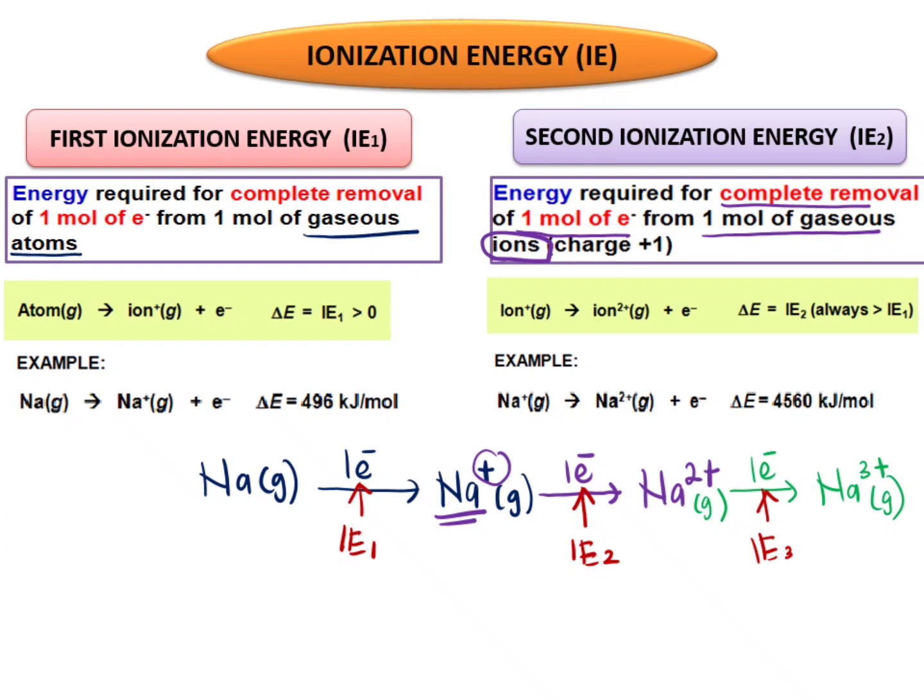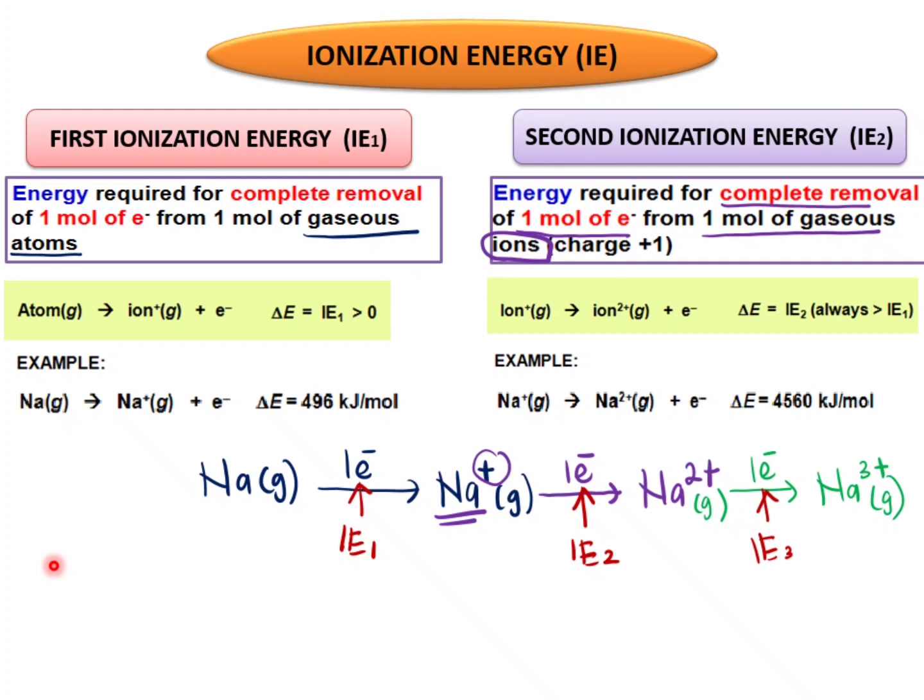Asal dia sodium atom. Kemudian dia jadi sodium plus after we remove first electron. Kemudian dia jadi sodium 2+ after we remove the second electron. Kemudian dia jadi sodium 3+ apabila kita remove third electron, and the energy needed we call as third ionization energy. But the definition that you need to know only two, first and second. But the process here, you kena faham. Sebab dia akan relate dengan the second part of the 3.2 after this.